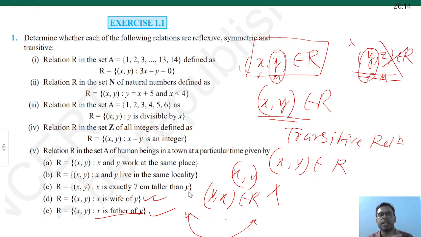In the next class we will discuss the rest of the section, from question number 2. So today we finished this class. Thank you very much.